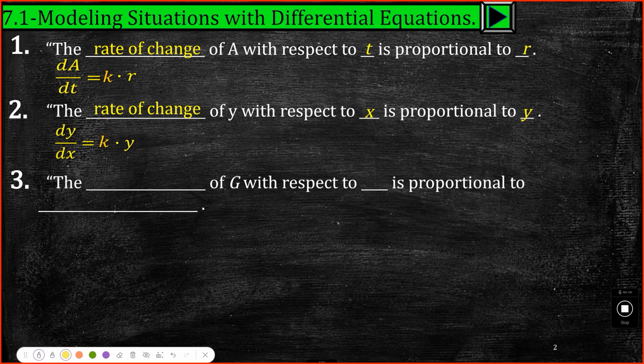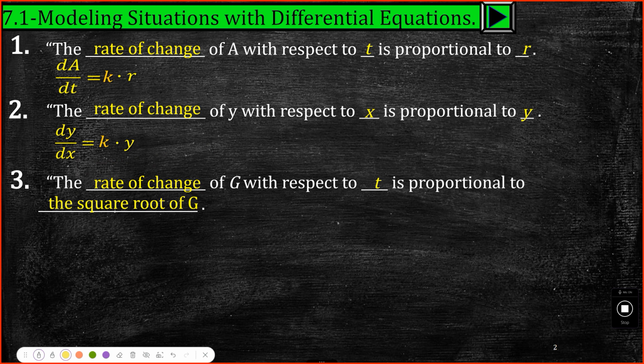All right, next, 3. The rate of change of g with respect to what? Is it x? Is it y? Is it t? The rate of change of g with respect to t, back to time. So how g changes as time changes is proportional to the square root of g.